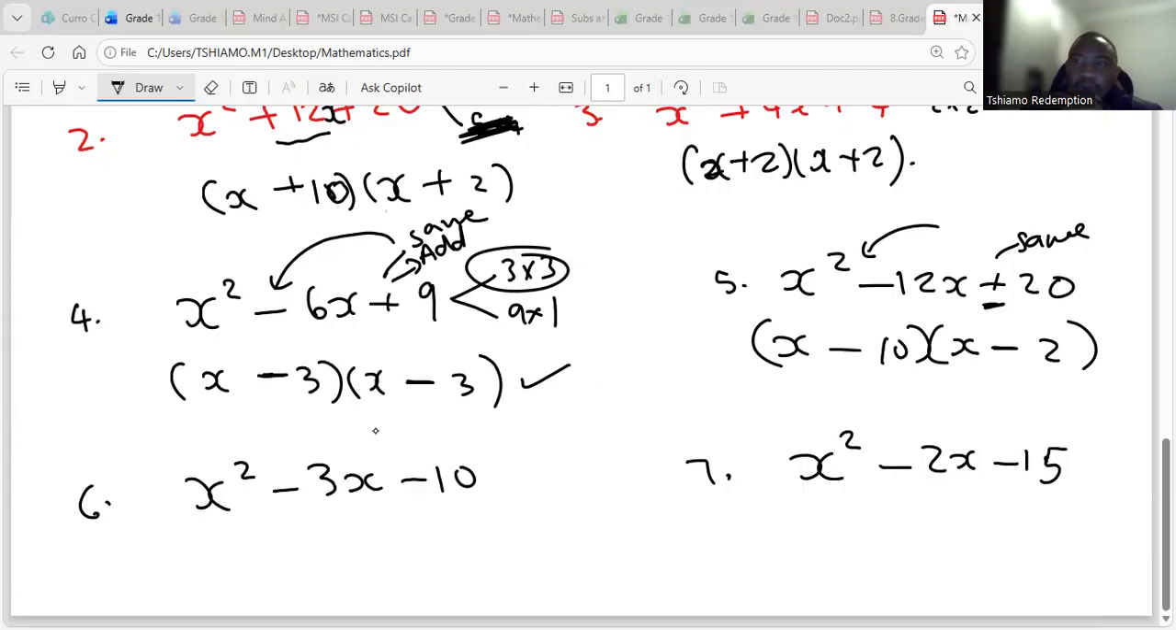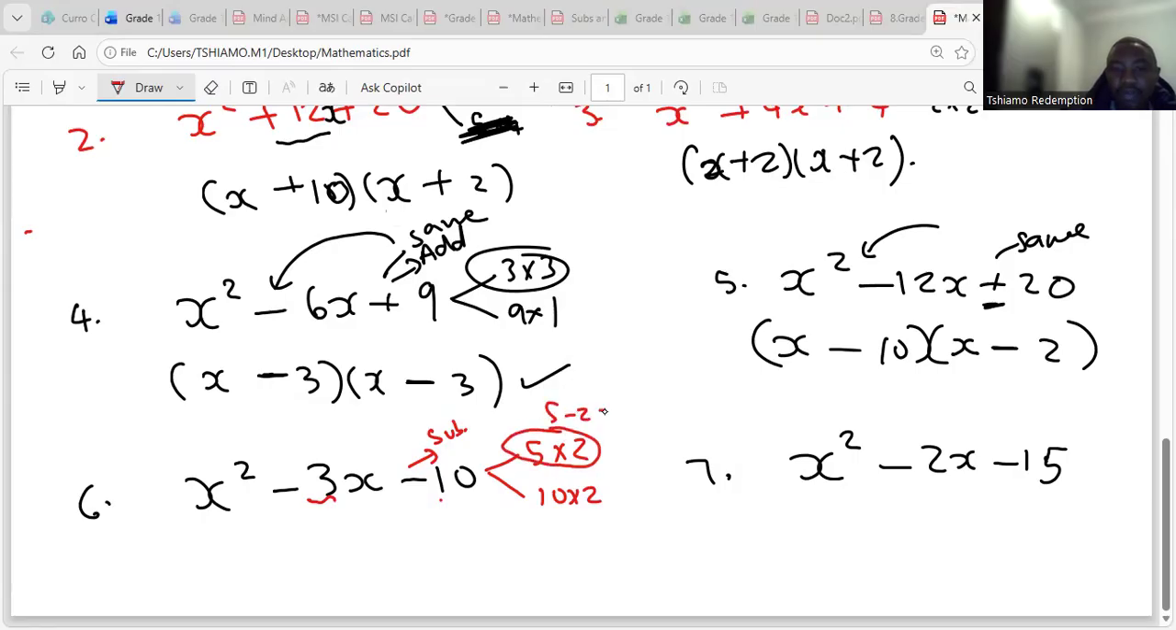Okay, guys, let's look at those two questions. Now what are we going to do? Same thing. We're looking for the factors of 10. 10 is 5 times 2 and 10 times 1. But in this case, we are no longer adding, we are subtracting. So I want the factors of 10 such that if I subtract them, they'll give me a 3. 5 minus 2 will give me a 3.